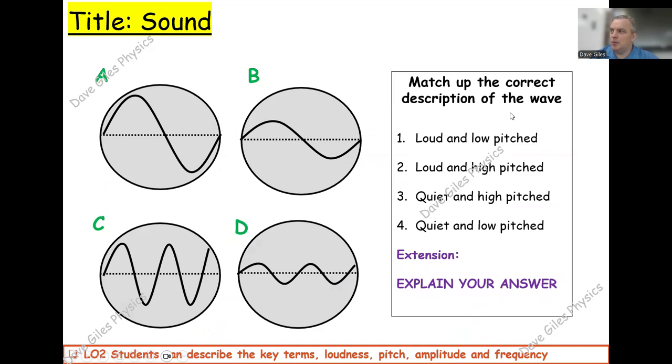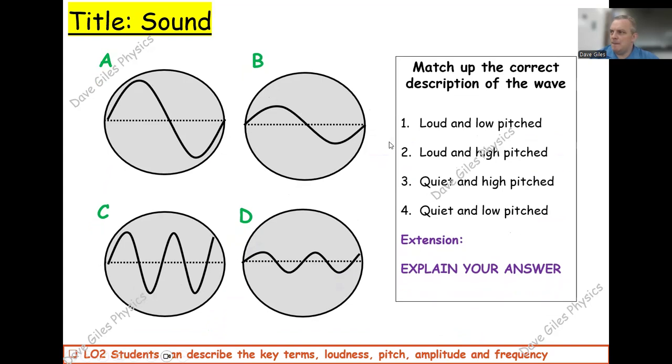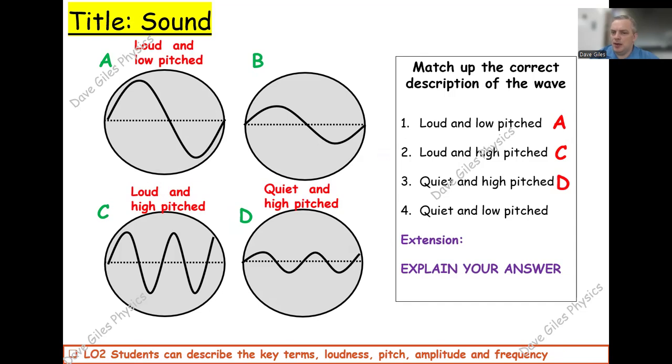Now match up the correct description of the wave here. The first one, 2 seconds. Loud and low pitched is A. Loud and high pitched is C. Quiet and high pitched is D. And quiet and low pitched is B.